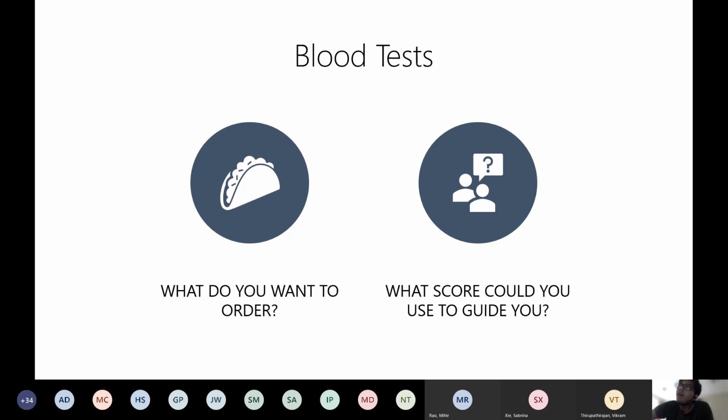So now, what other things could you order? We already talked about what score you can use to guide your management. But what tests would you want to order with someone with pancreatitis if you're concerned it is pancreatitis?